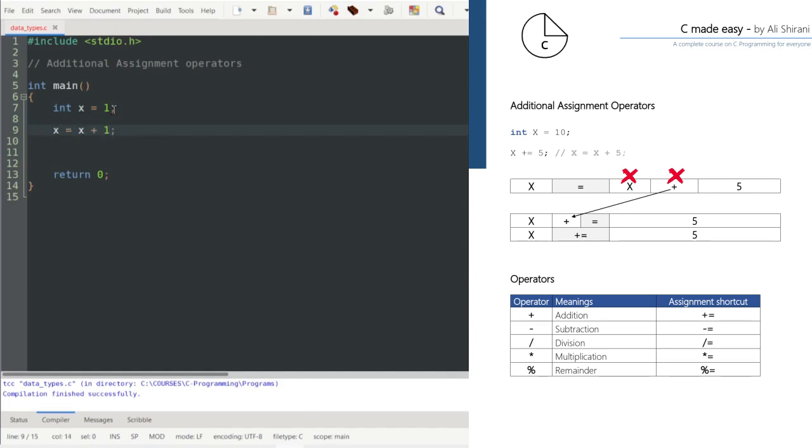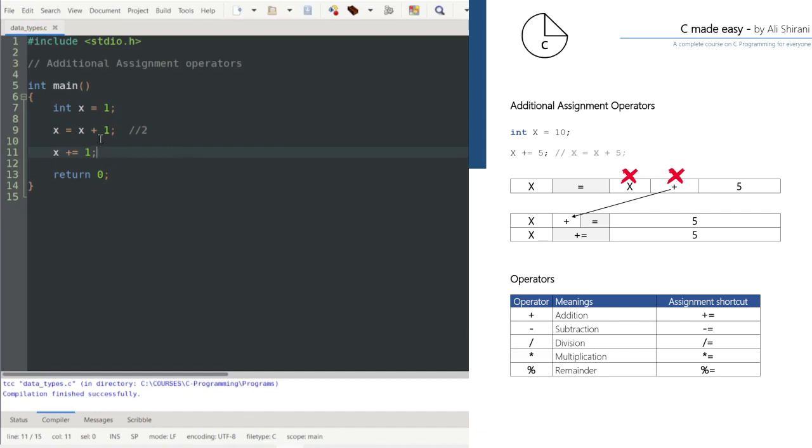Okay, fine enough. We did study that in our last lecture. If you print it out, the value is going to be 2. We can reduce the size of this assignment expression. And what we can do is we can write X plus equals 1. So this is the reduction.